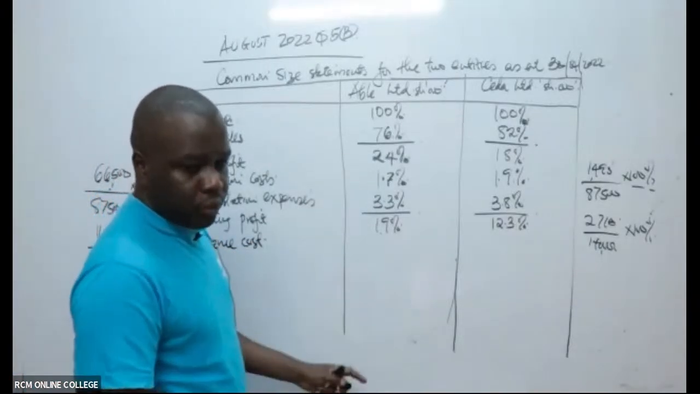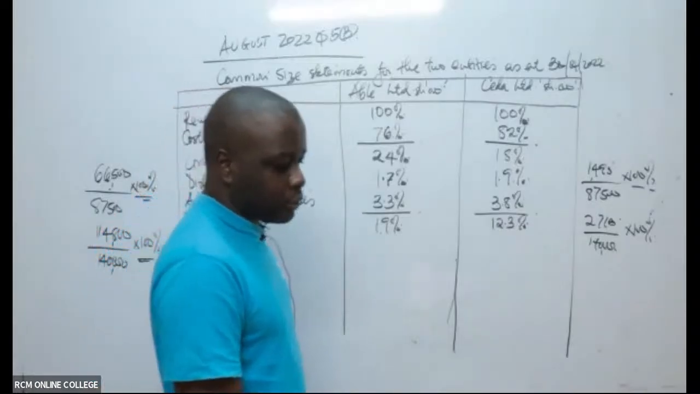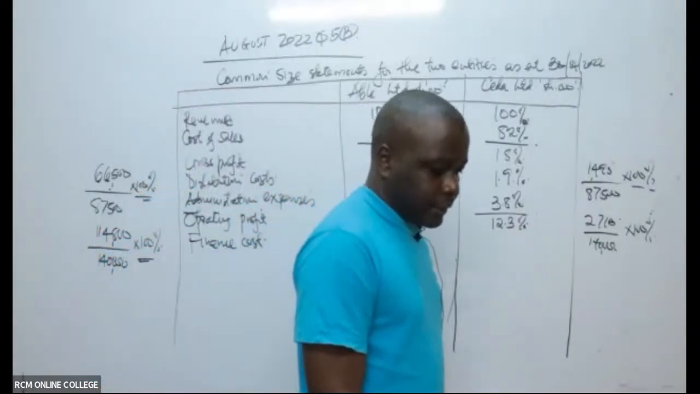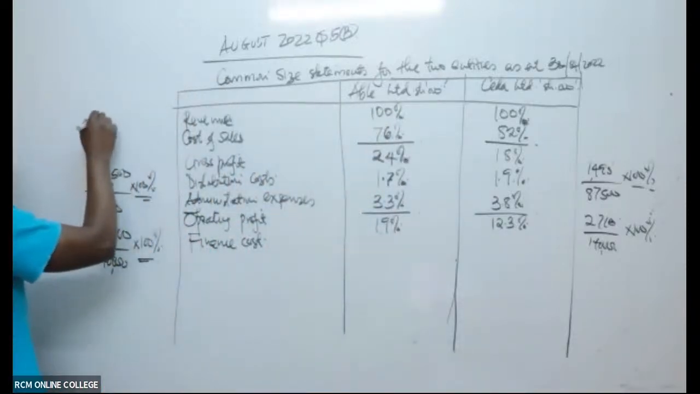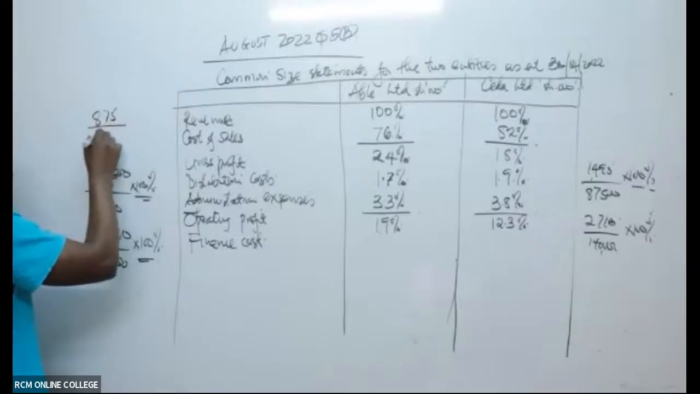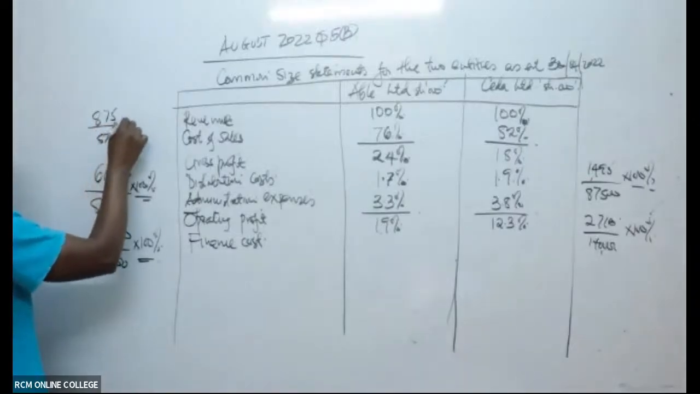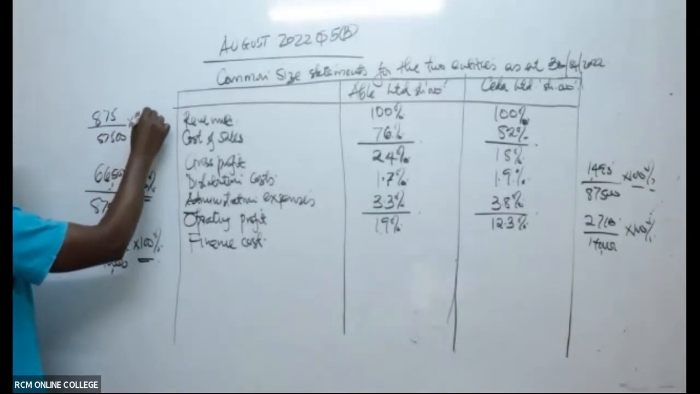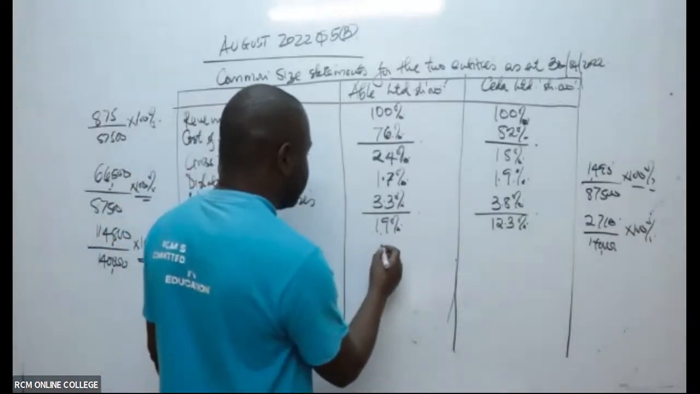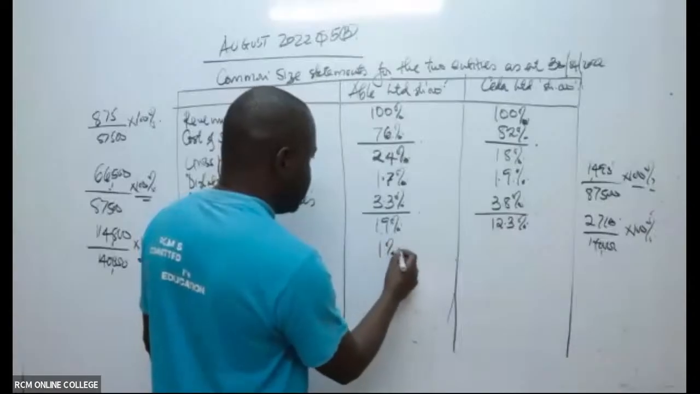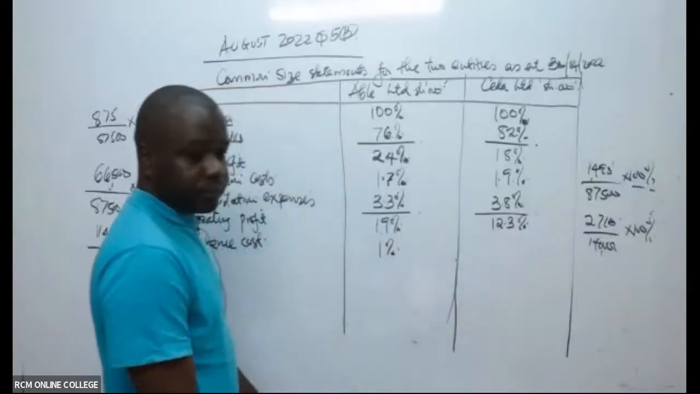Finance cost, you are getting what percent? Finance cost, you take, I think it is 875 over 7,500 multiplied by 100%. So you're getting 1%. Yes, it's supposed to be 1%. What about for SEDA?